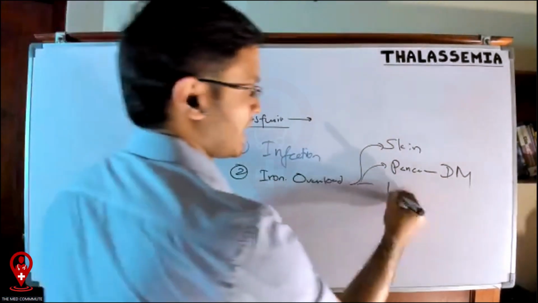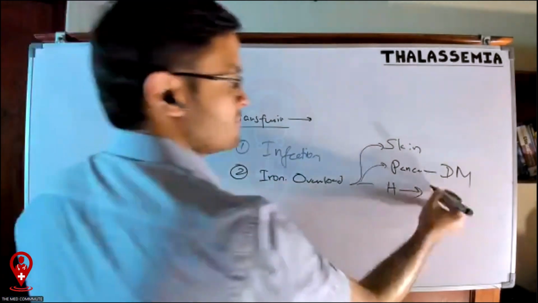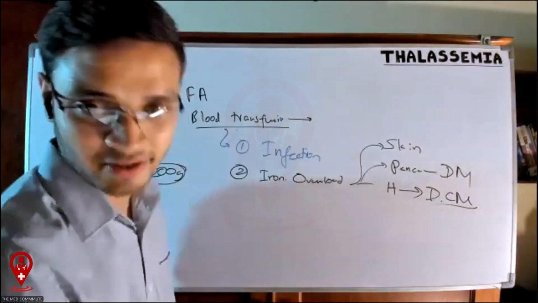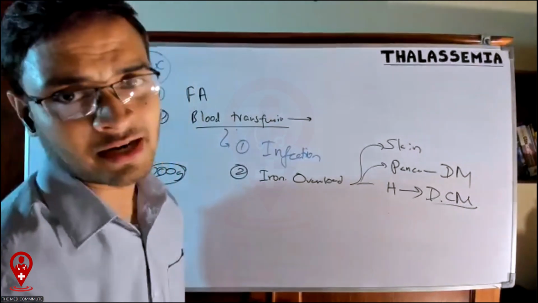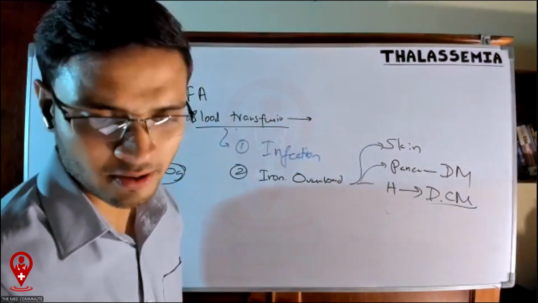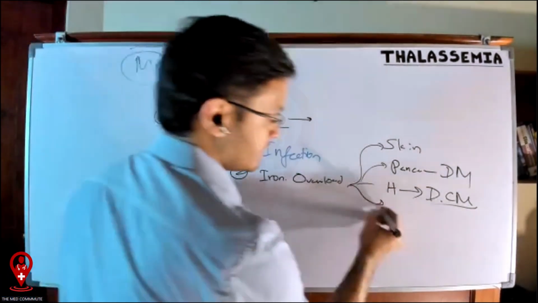Another thing, it can go to the heart. Iron can deposit in the heart as well, guys. We have dilated cardiomyopathies. Now, this is a different chapter. I will teach that in another module. Dilated cardiomyopathies. Then, guys, it can go to the pituitary gland.